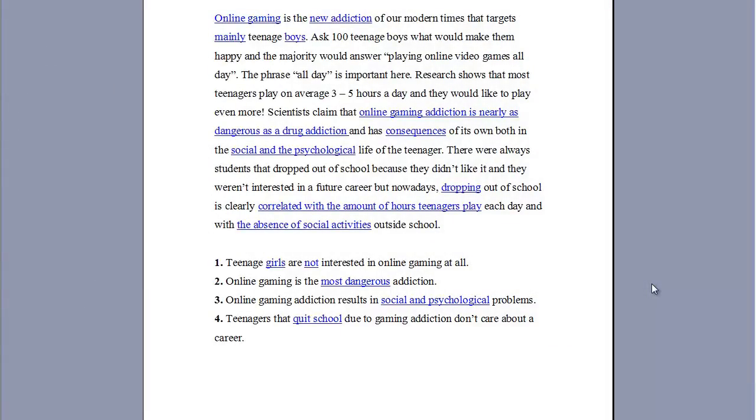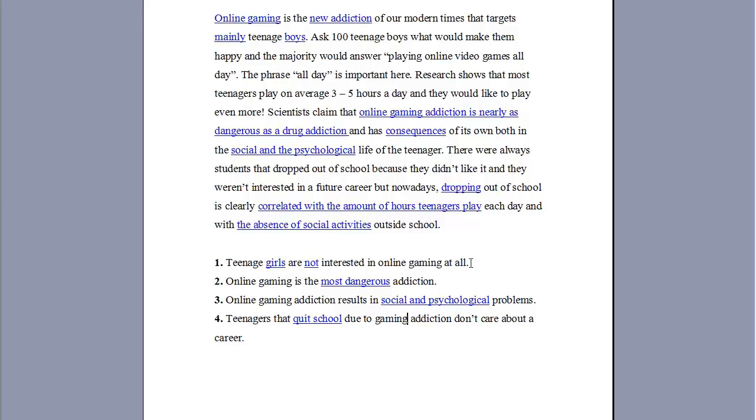Okay, this is a paragraph taken from a text talking about online gaming addiction. So we will use this paragraph as we would a whole text, for convenience. So we have done our skimming in the text and our underlining, as you can see, our underlining of keywords that we think are important is in blue. So we move on straight to the statements. So let's read the first one over here. Statement number 1: teenage girls are not interested in online gaming at all.